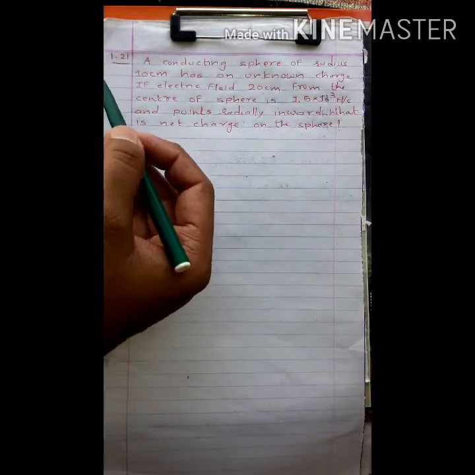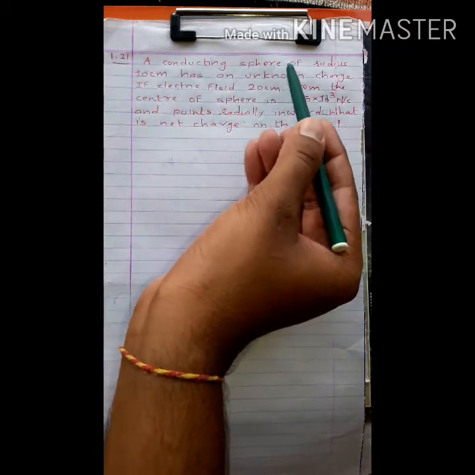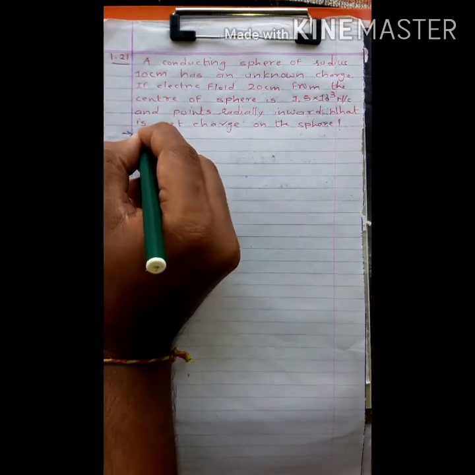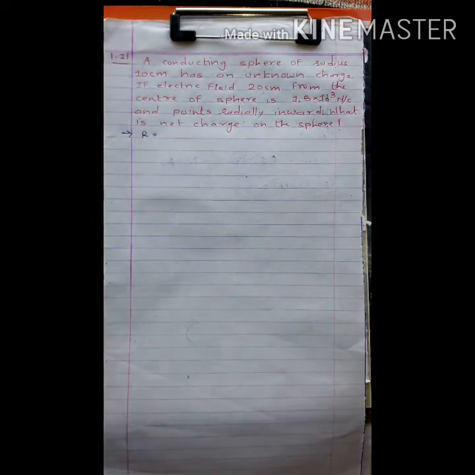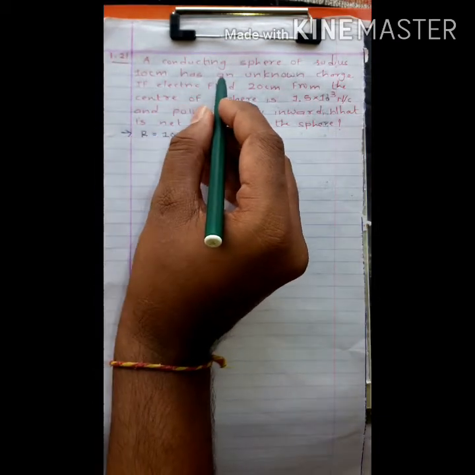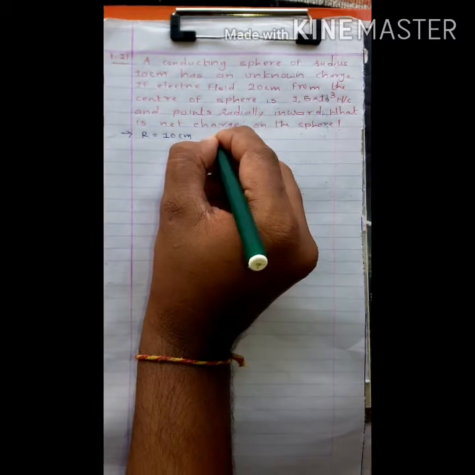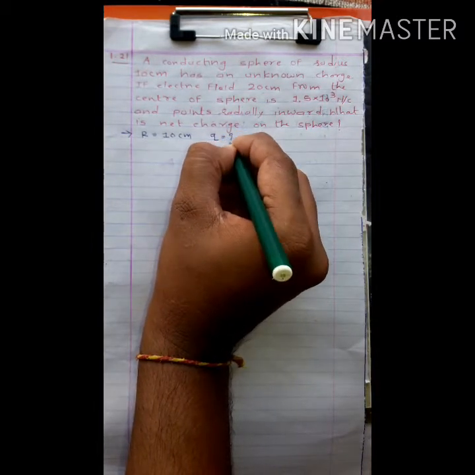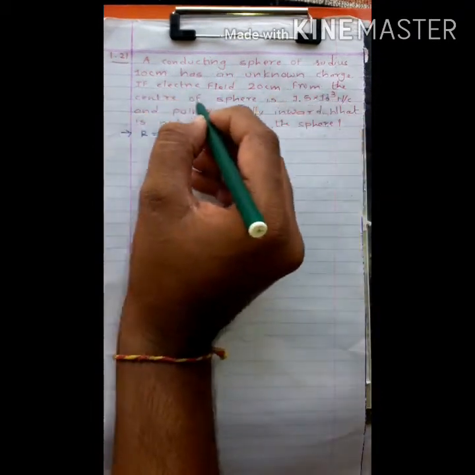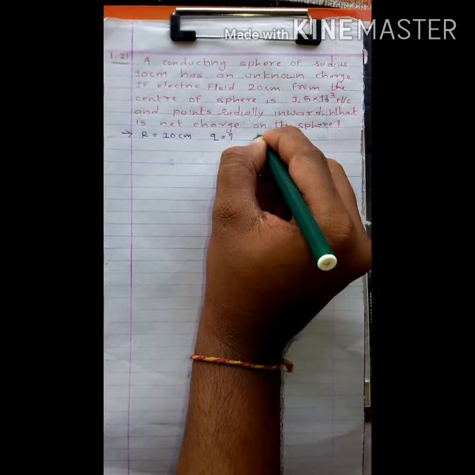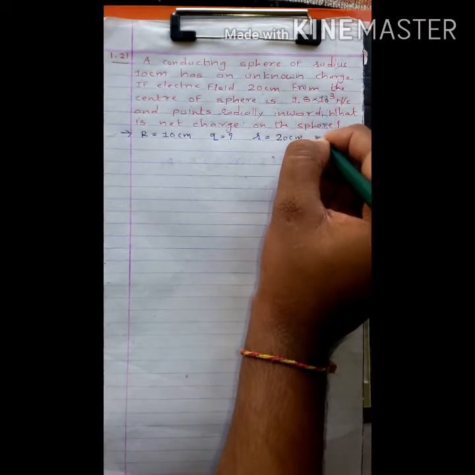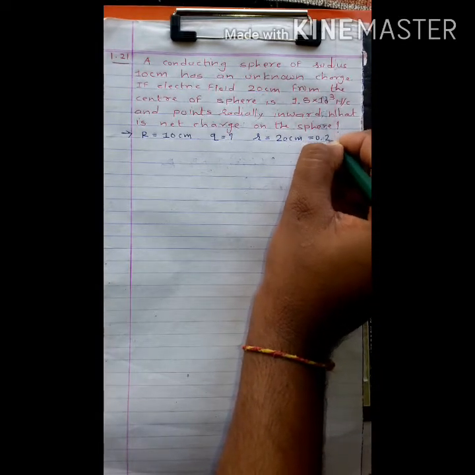Example number 1.21. A conducting sphere of radius 10 centimeter. So here we have a conducting sphere. The radius of the conducting sphere is denoted by capital R, and it is given as 10 centimeter. It has an unknown charge, so the value of charge Q is not given. The electric field is measured 20 centimeter from the center of the sphere. So here distance small r is given as 20 centimeter, which means 0.20 meter.